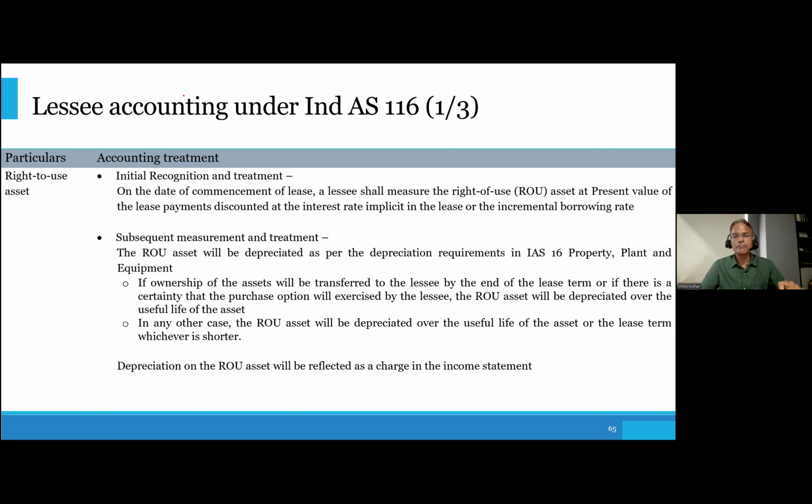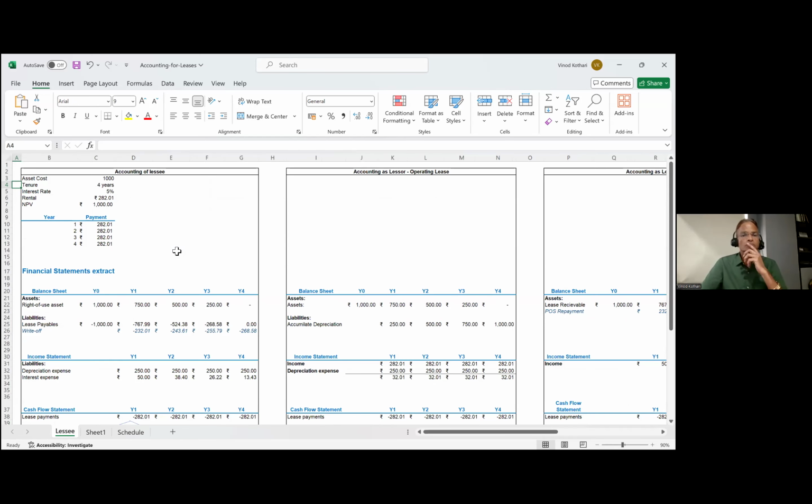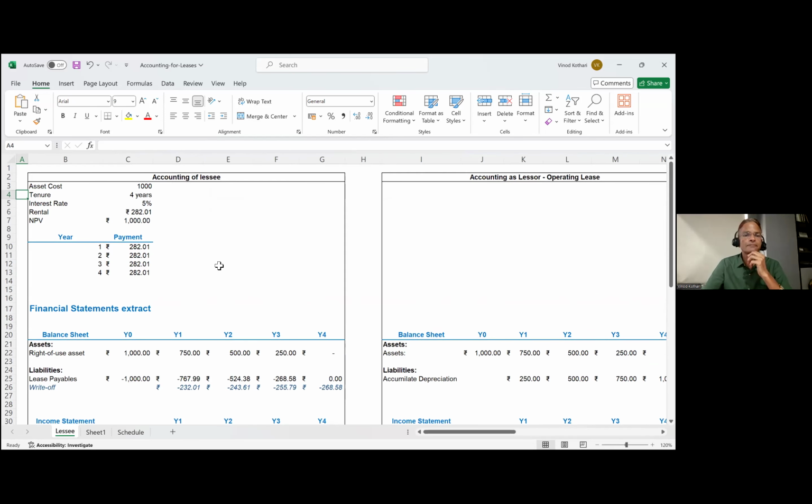Let me take an example to illustrate this, and which will also show that even if we are doing ROU asset accounting, it may still result in a partly off balance sheet component. To an extent, there might be an off balance sheet component. Take this example, accounting by lessee.